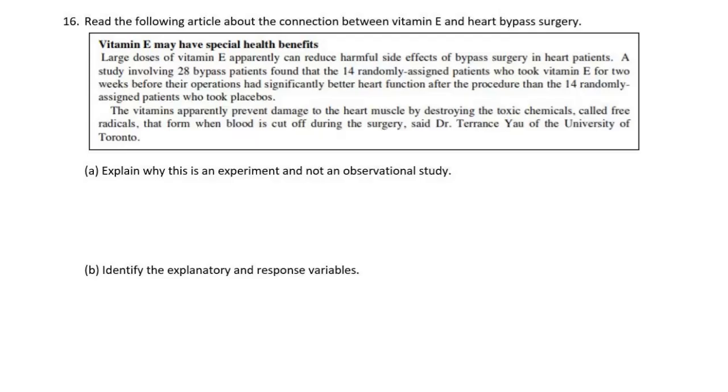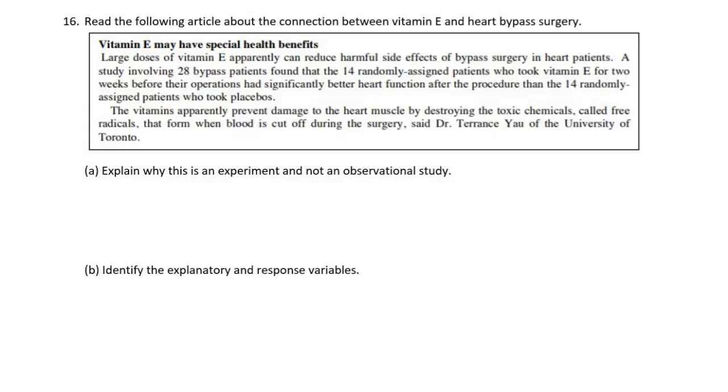All right. Read the following article about the connection between vitamin E and heart bypass surgery. Vitamin E may have special health benefits. Large doses of vitamin E apparently can reduce harmful side effects of bypass surgery in heart patients. A study involving 28 bypass patients found that 14 randomly assigned patients who took vitamin E for 2 weeks before their operations had significantly better heart function after the procedure than the 14 randomly assigned patients who took placebos.